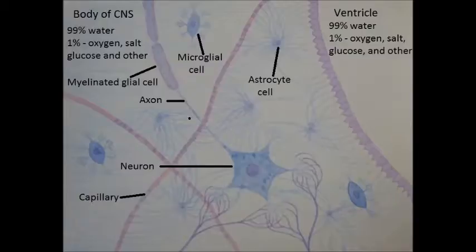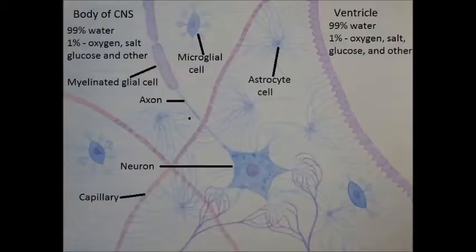Astrocyte cells are like little octopuses with hundreds of tentacles that go out and connect to everything. This is the structure that holds it all together. Then you've got capillaries running through it. Then there's microglial cells, which are like little fish swimming through the ocean, and are the immune system for it.